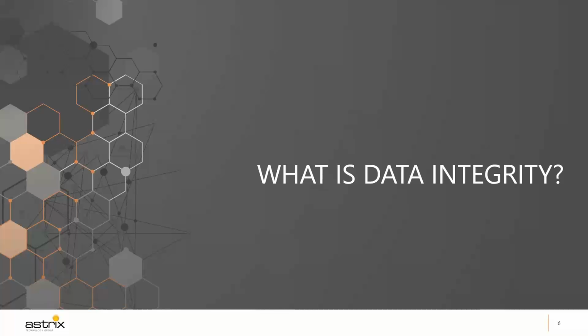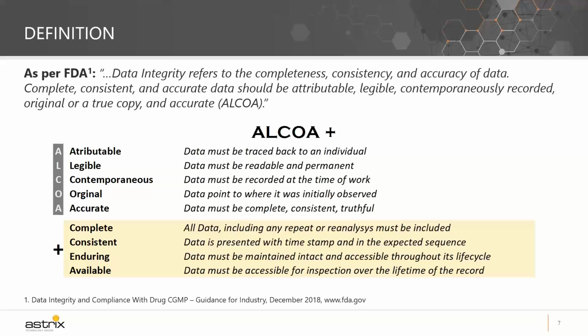So to start off, what is data integrity? As per FDA, data integrity refers to the completeness, consistency, and accuracy of data. Complete, consistent, and accurate data should be attributable, legible, contemporaneous, original, and accurate. These 5 words together form the famous acronym ALCOA. And what do all those words mean?